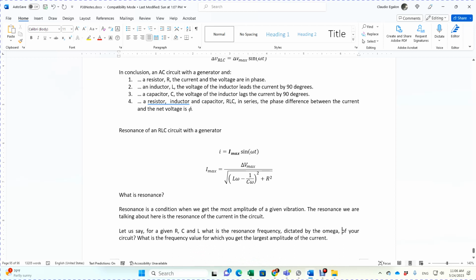So this problem is just a mathematical problem, and then I'm going to tell you what the consequences are. Mathematically speaking, we must find the omega for which Imax is maximized. That's when we have resonance.